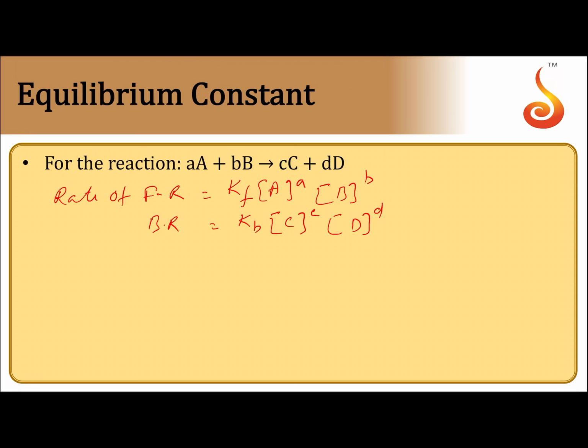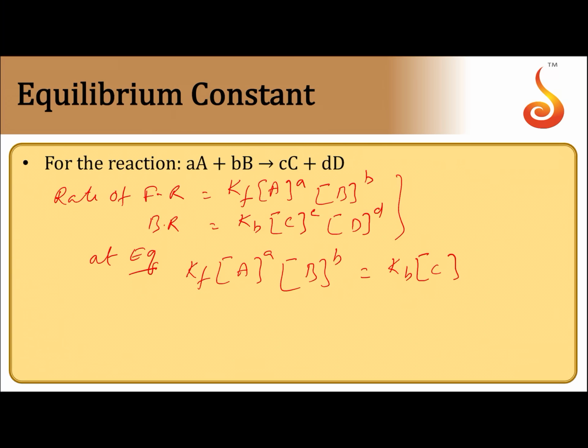Now at equilibrium, both the rates will be equal at the equilibrium state. So at equilibrium, both forward and backward rates are equal. So equating, Kf into the concentration of A to the power of a into the concentration of B to the power of b is equal to Kb, the backward reaction rate constant, into the concentration of C to the power of c into that of D to the power of d we have.